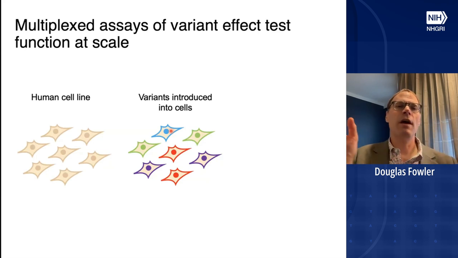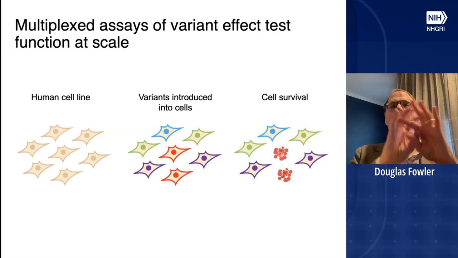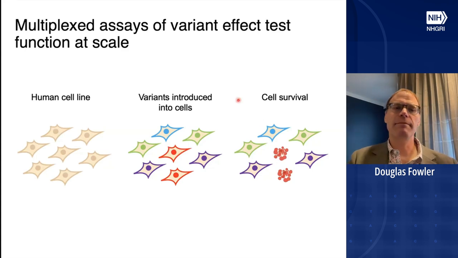So a huge number, tens of thousands of variants, right? Collectively expressed in this dish. And then what we do is let the cells grow. And I told you BRCA1 is critical for cell survival. So if the cell expresses a variant like this red one here, that is a loss of function variant, well, those cells can't grow and they drop out of the population over time. But variants like this purple one or this green one or this blue one, those are normal function variants and they continue to grow.